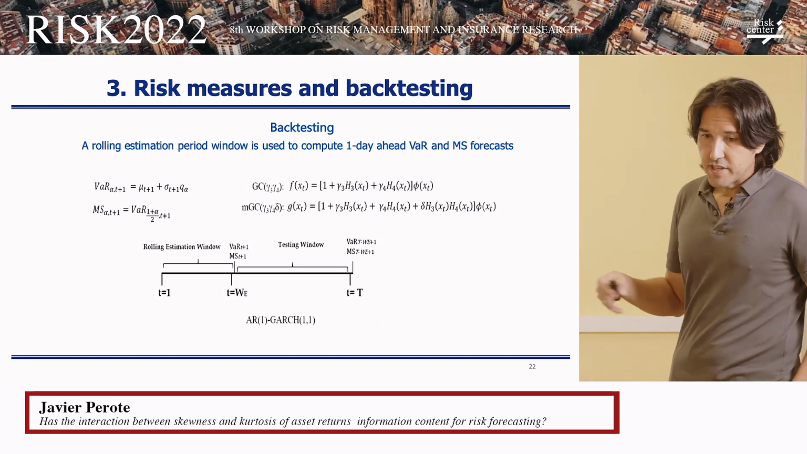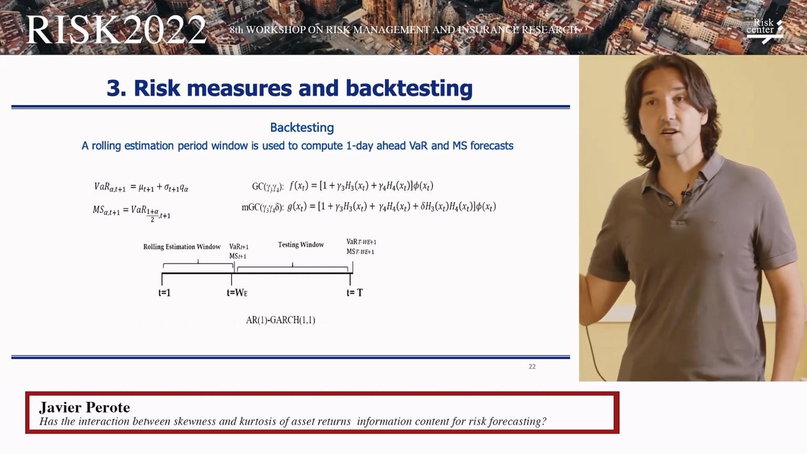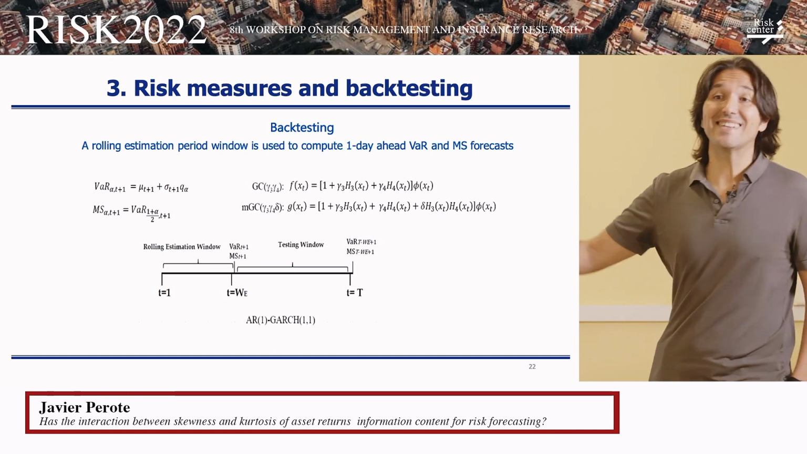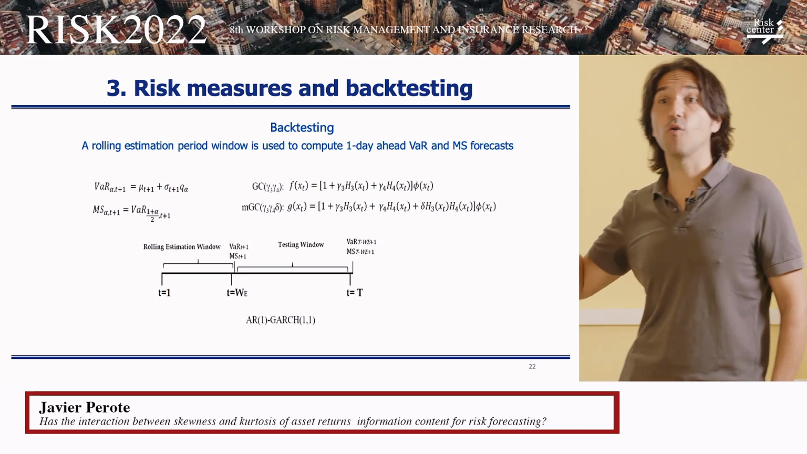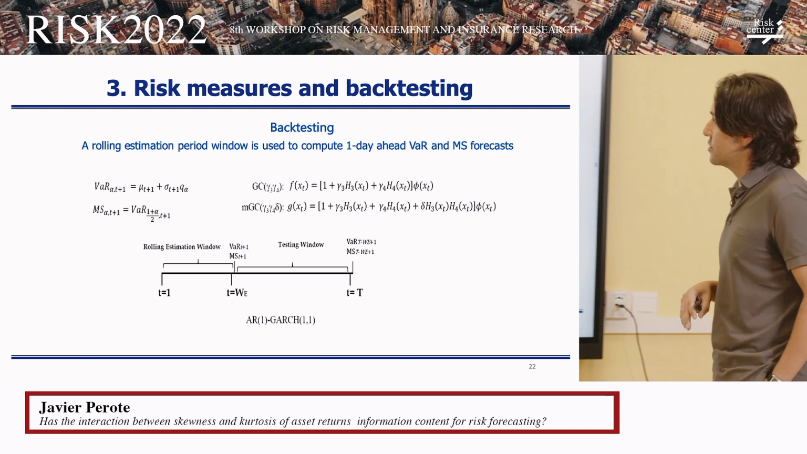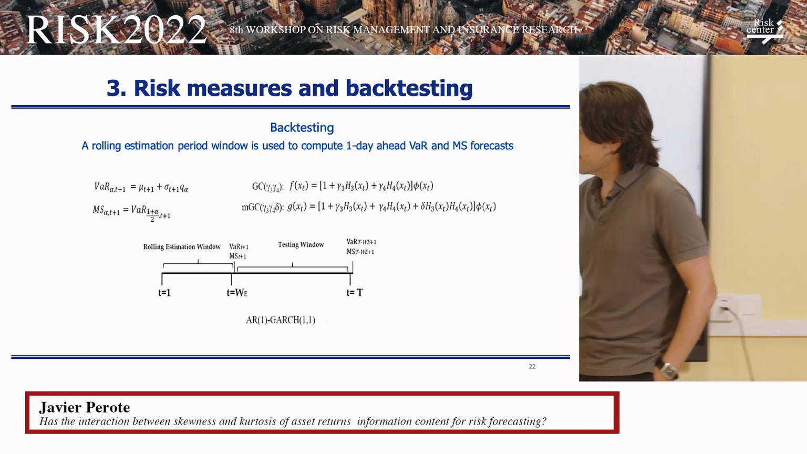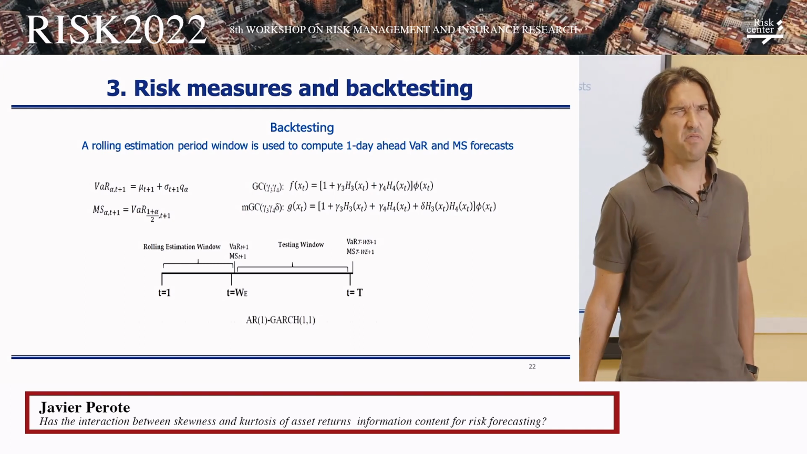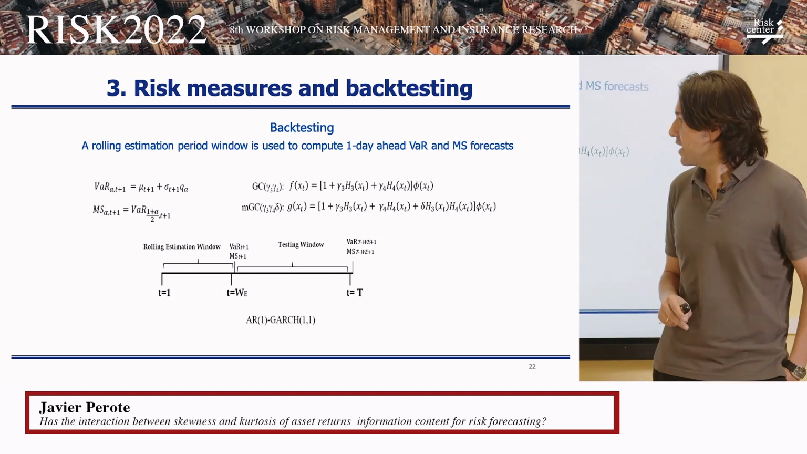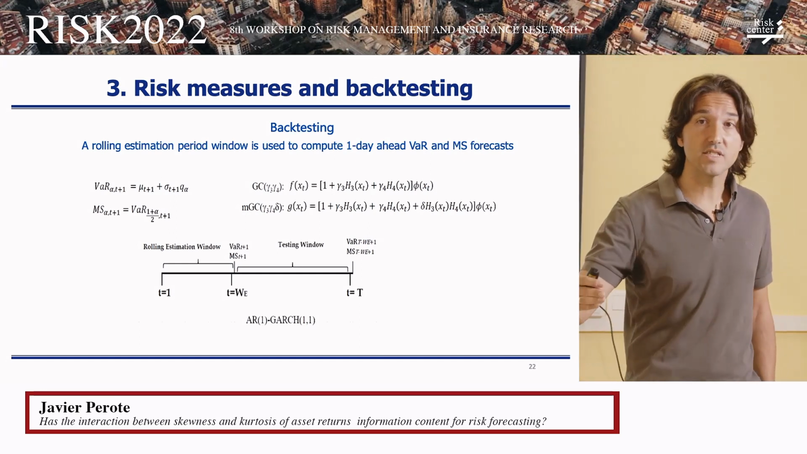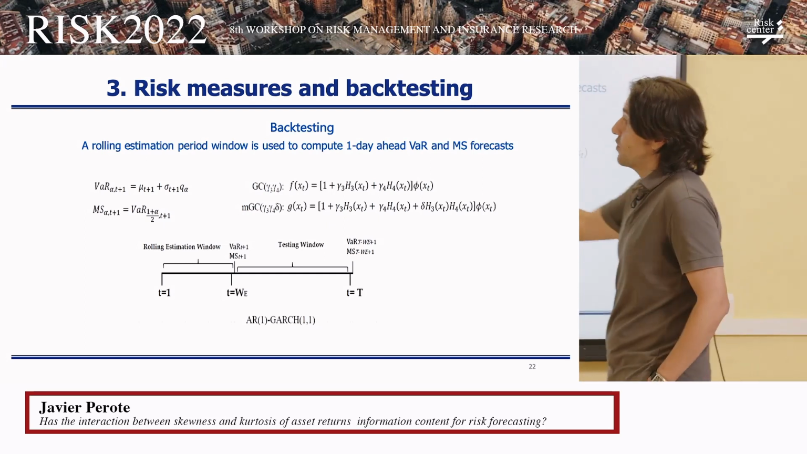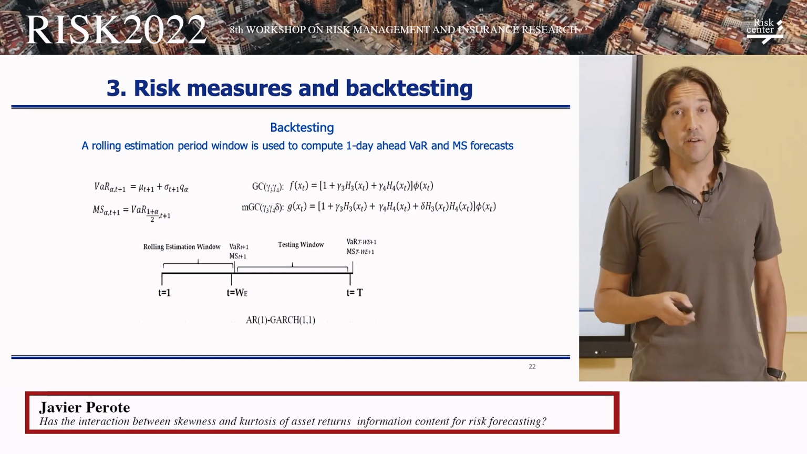Okay, we are going to compare the performance of our density to the traditional Gram-Charlier along a backtesting procedure for both risk measures. And these are the two distributions. We are taking a rolling window estimation of 1,000 observations, I think. And for every period along the testing window, we are going to compute the forecast for the conditional mean, for the conditional variance, and as well for the corresponding quantile for every risk measure.